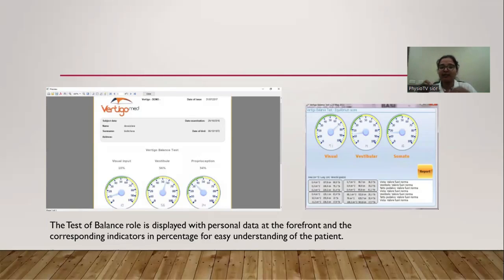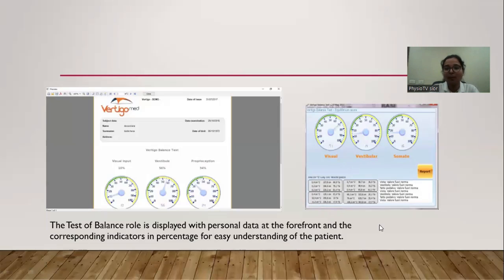So the test of balance has three inputs: visual input, vestibular input, and proprioceptive input, and they are accordingly indicating the percentage while performing the test. So visual input being 10%, vestibular input being 56%, and proprioceptive input being 34%. This is how it has been shown to the patient, so that it is easily understood by the person.